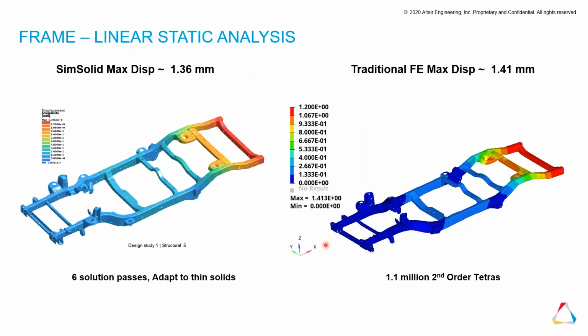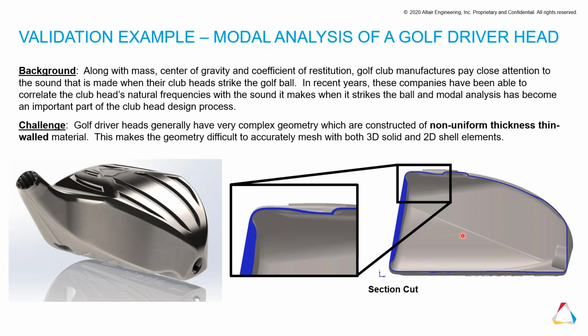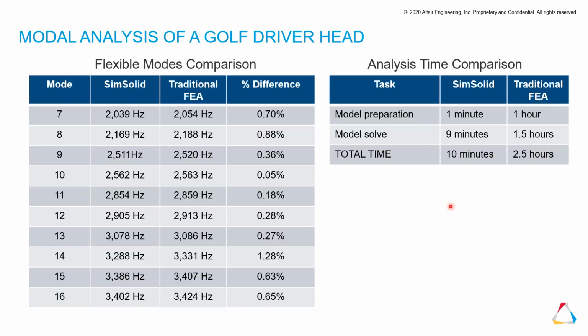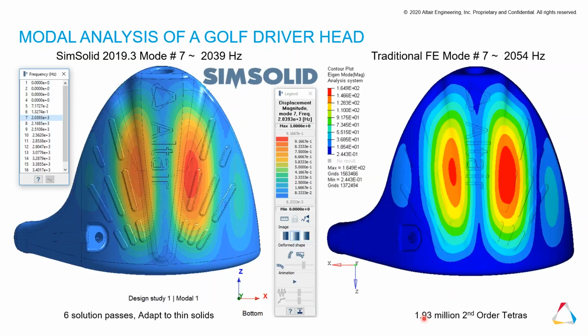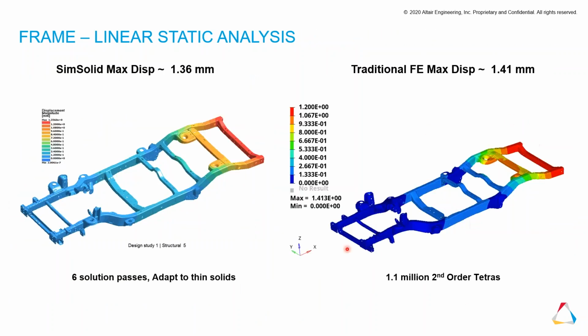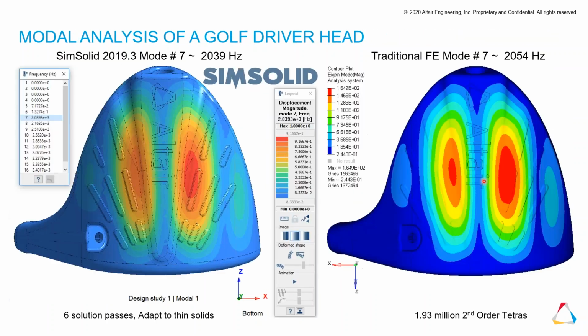This is a very large chassis here, and it's represented with 1.1 million second order tetra, right? And this is just a very small golf driver here, and we represent this with 1.93 million. Right? So the number of elements here is higher than the entire structure here. So imagine how long it will take to solve this one. Okay.